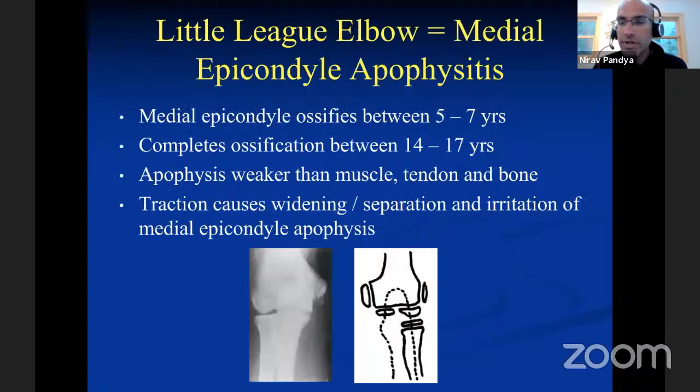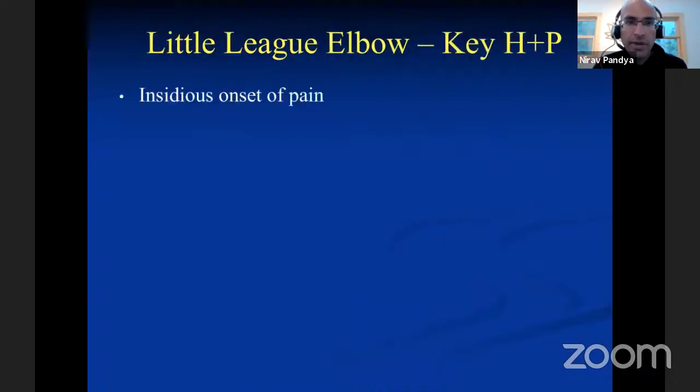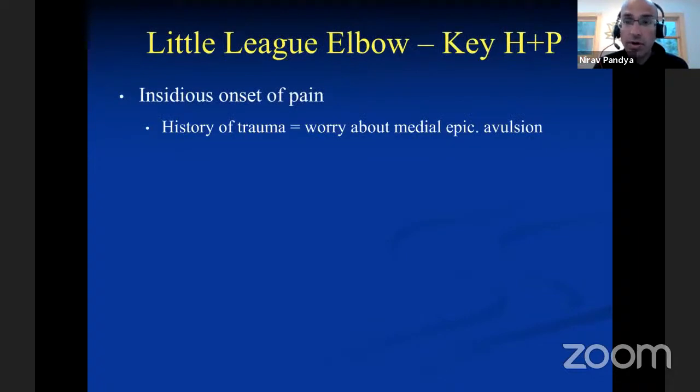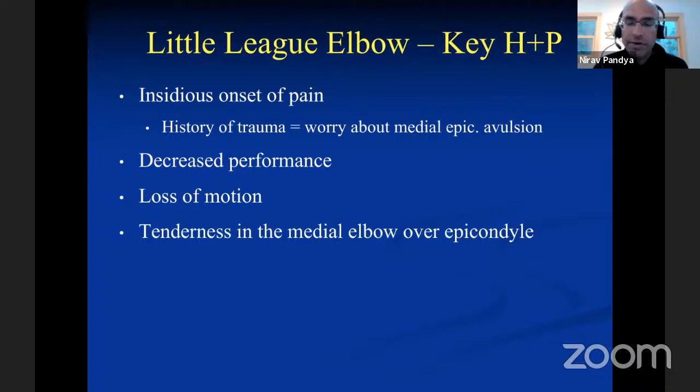In general, we see this in a little bit older patients. We know that the epicondyle ossifies between ages 5 and 7 and completely ossifies between 14 and 17. The apophysis is weaker than the muscle, tendon, and bone, and it causes widening, separation, and irritation. It's sometimes insidious in onset. Sometimes if they have a history of trauma, you worry about an avulsion. They will note that they have decreased performance, they're a little bit stiffer, and they're tender right over that medial side, right over the bone.